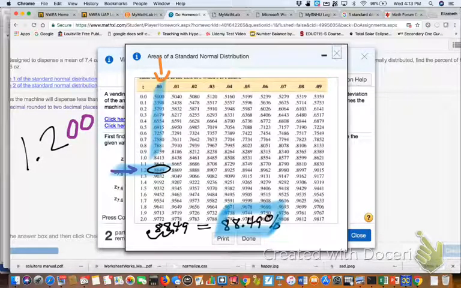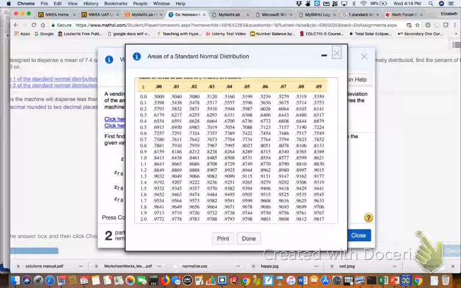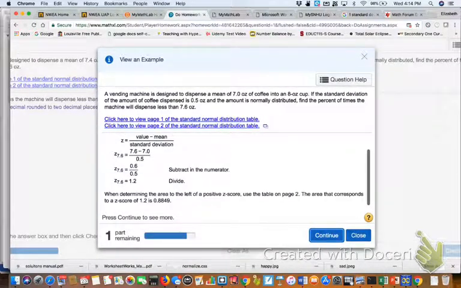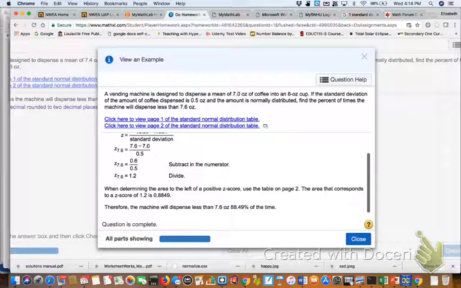Let me double check myself, the example in the book, make sure, hit continue. Yep, they got 0.8849 also. Continue again, we got the same percent.